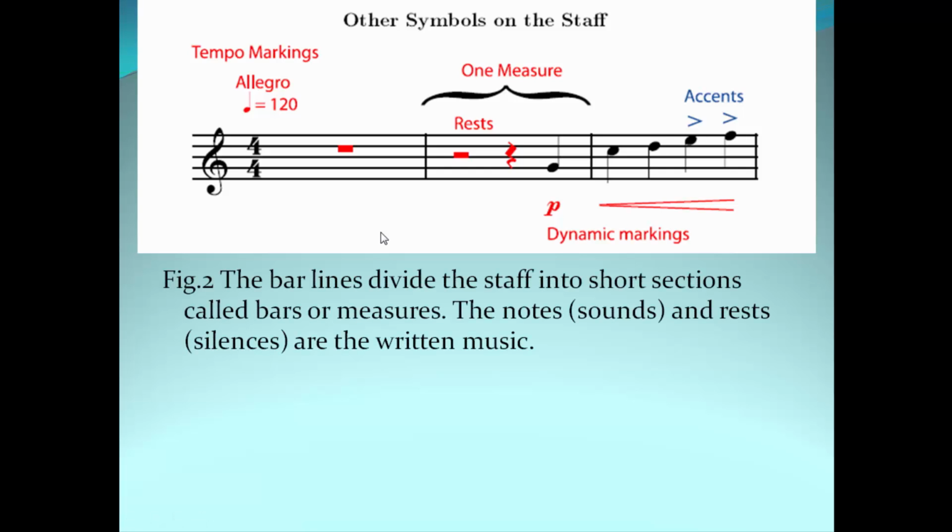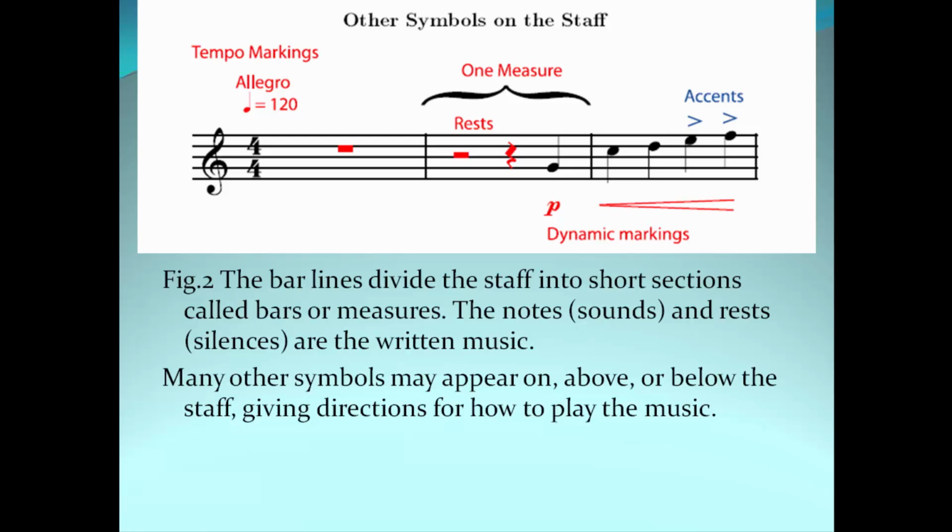The bar lines divide the staff into short sections. Here we have three measures, called bars or measures. The notes, sounds, here is a note, note, note, note, and rests. This is a rest. Okay, so the rests are in red. Rests are silences in the written music. So in this case, we will listen to the silence, the sound of the silence, not only the note or the sound of the note.